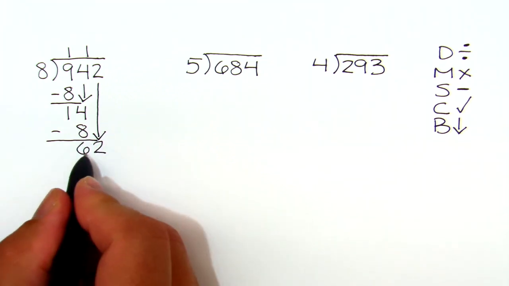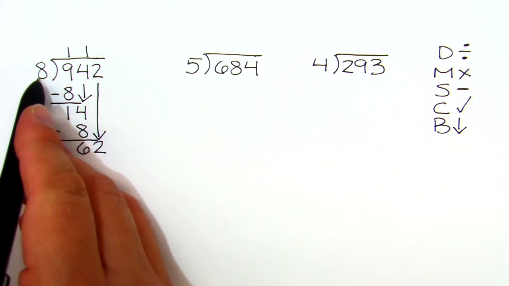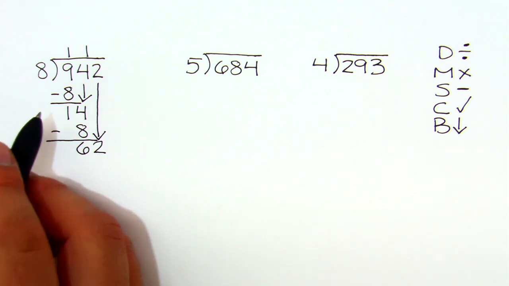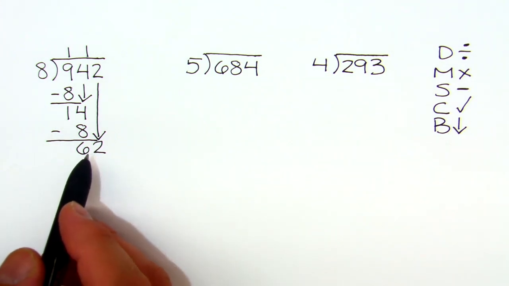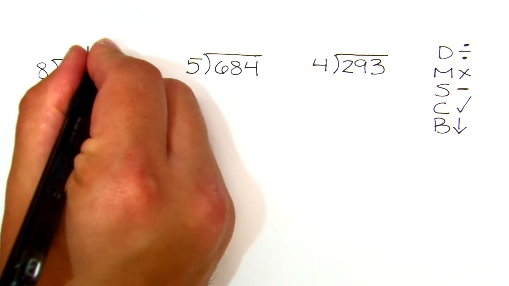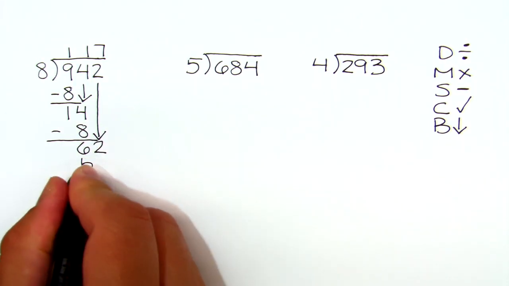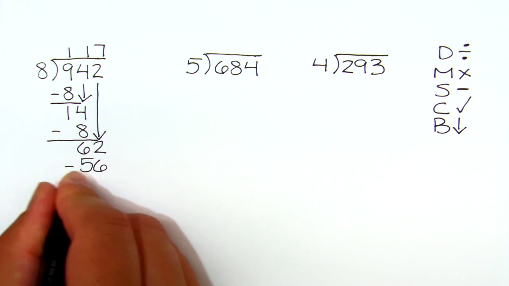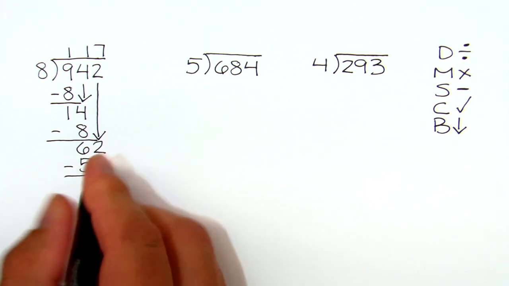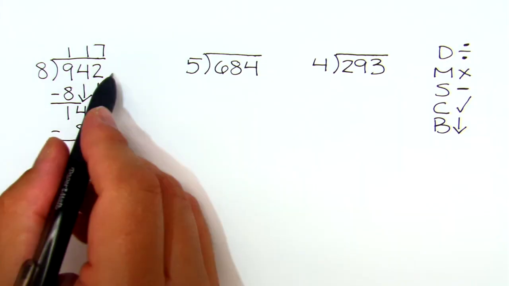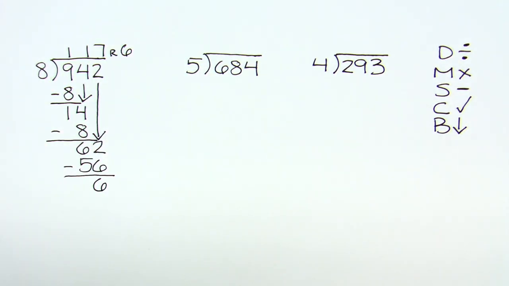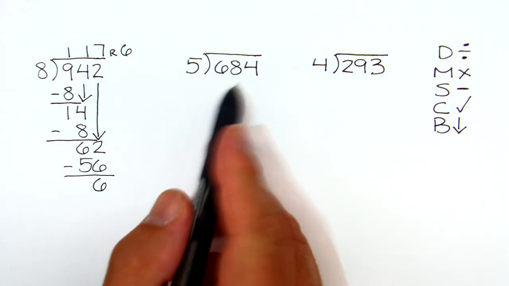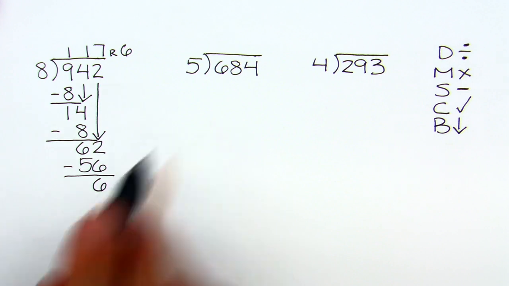And now we have our new number, 62 divided by 8, okay? 8 almost can go in 8 times. 8 times 8 is 64, but it's a little bit too big, so instead of 8, we're gonna use 7. 7 times 8 is 56. We subtract and get 6. 6 is less than 8, so we're good. There's nothing left to bring down, so that tells us that 6 is our remainder. 117, remainder 6.